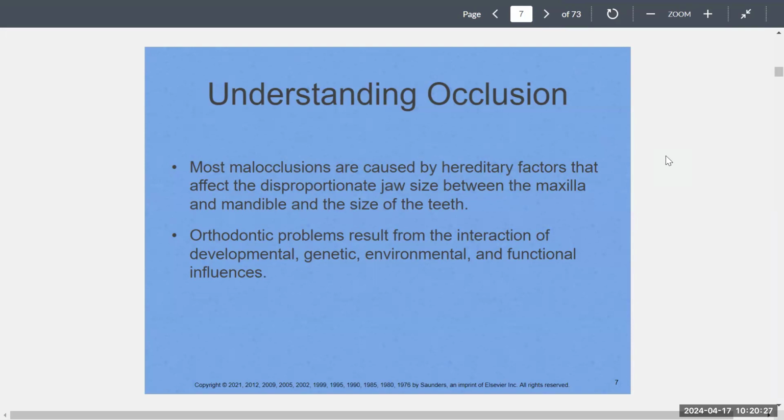So regardless of the occlusions that the patient has, most malocclusions are basically caused by hereditary factors. You can inherit your teeth from one parent, but then inherit the jaw orientation from another parent. So it's not like I inherited a whole set, the jaw with the teeth. So that's something to consider. Most malocclusions are caused by hereditary factors that affect the disproportionate jaw size between the upper jaw and the lower jaw and the size of the teeth. And orthodontic problems result from interaction of developmental, genetic, environmental, and functional influences.